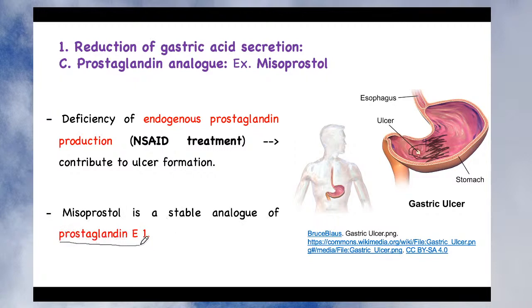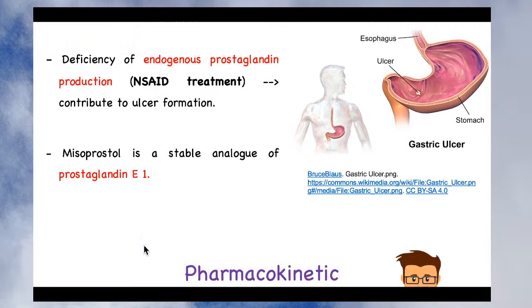Analog means it has almost the same structure as prostaglandin E1, which plays an important role in the secretion of mucus that forms the protective layer in your gastric gland. Since it forms the protective layer, it can help your stomach avoid formation of ulcer due to excessive secretion of gastric acid. So this is how misoprostol works.